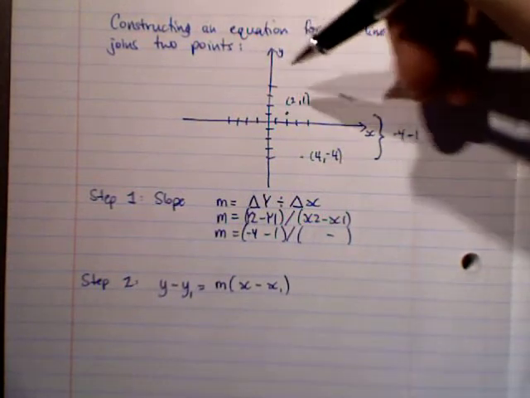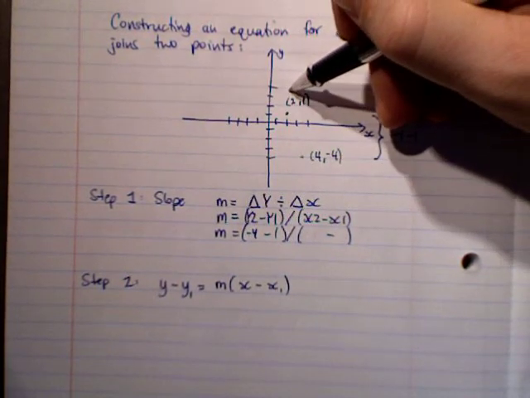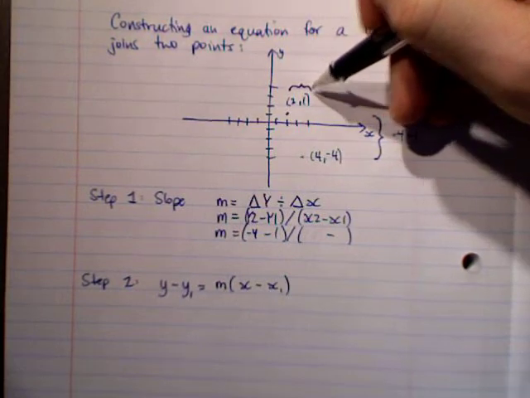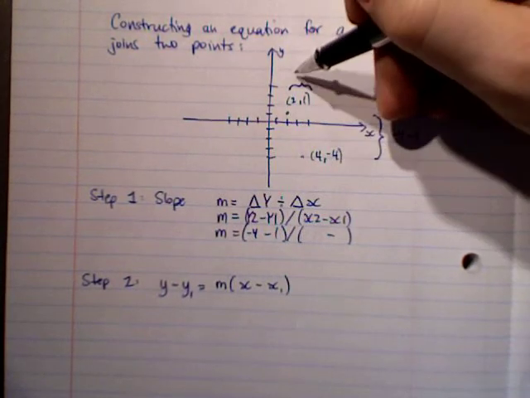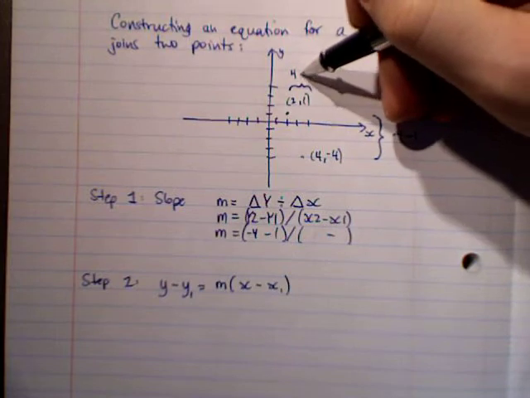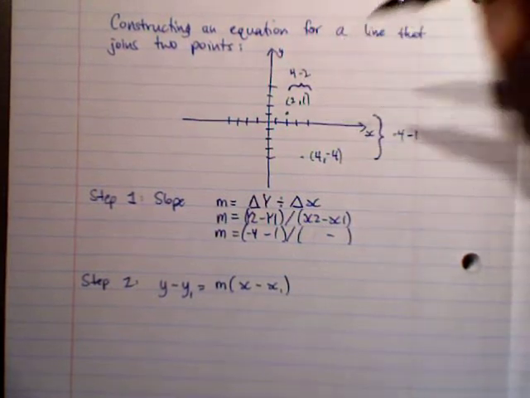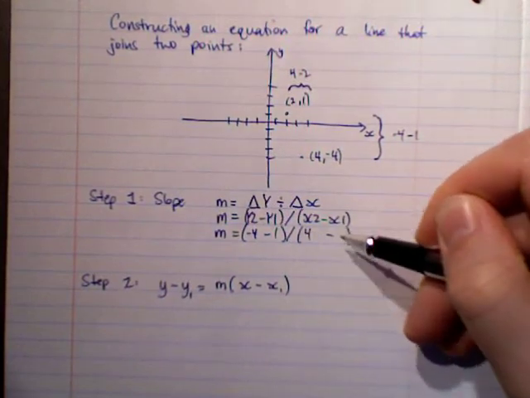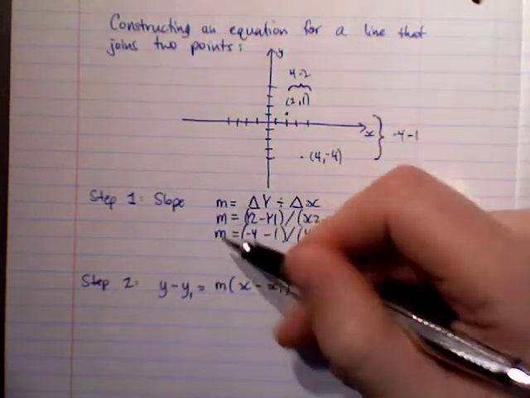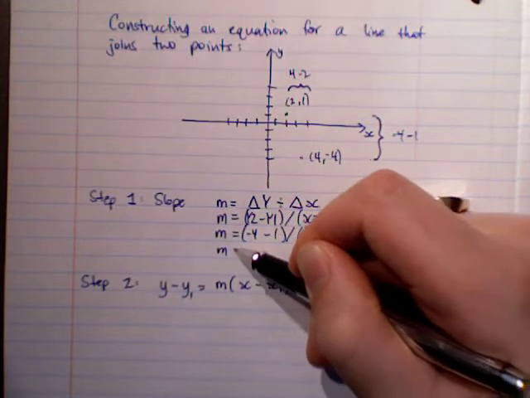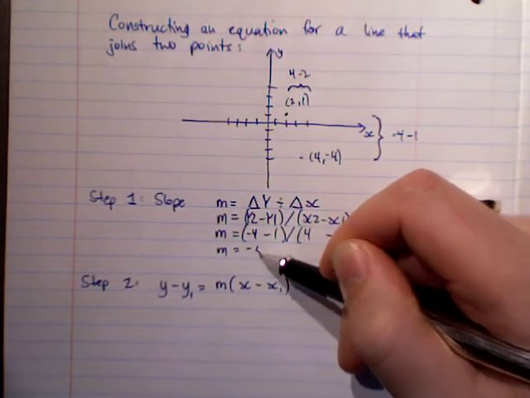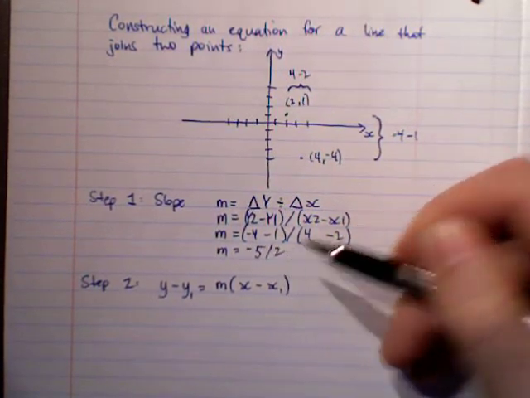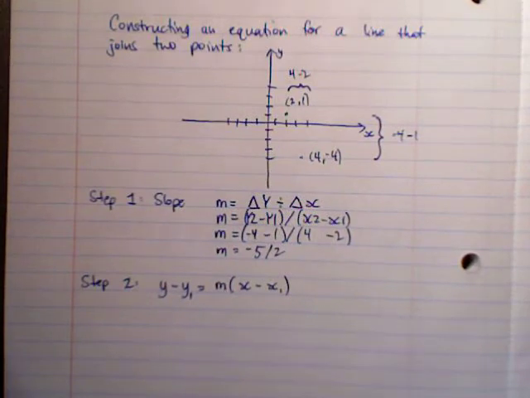And then we need to do the same for x. So the change in x is from the point 4 to the point 2. So it's 1, 2 points, and we can see that 4 minus 2 is 2. So we're going to do the same thing here, filling those in: 4 minus 2. This gives us m, which equals negative 5 over 2, or negative 5 halves, or negative 2.5. So now we have m.